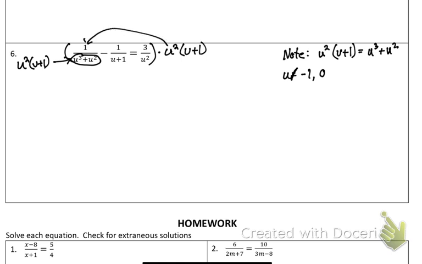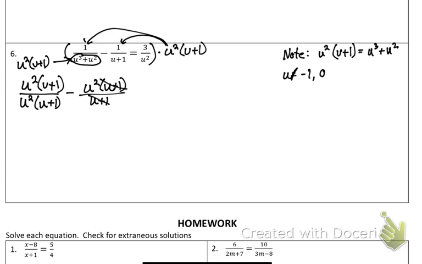When I distribute it up here, we're going to have u squared times u plus 1. That's going to be all over that u cubed plus u squared, but I already said that's the same thing as u squared times u plus 1. So that whole part of that subtraction is going to cancel out and turn to 1. Let's multiply it by that 1. We're going to have u squared times u plus 1 all over u plus 1. The u plus 1's cancel out.